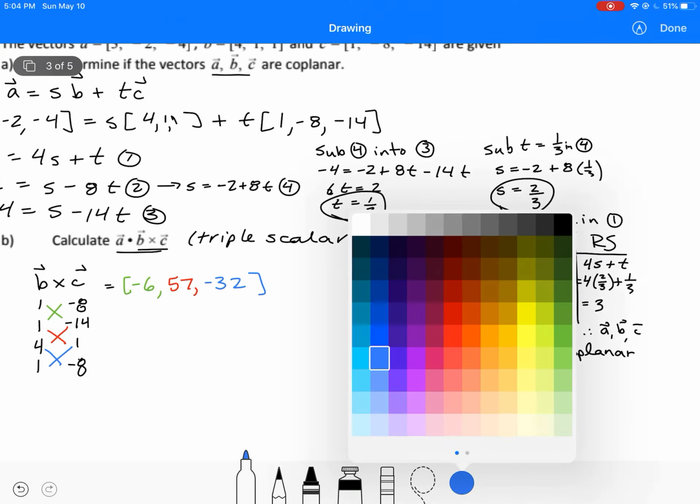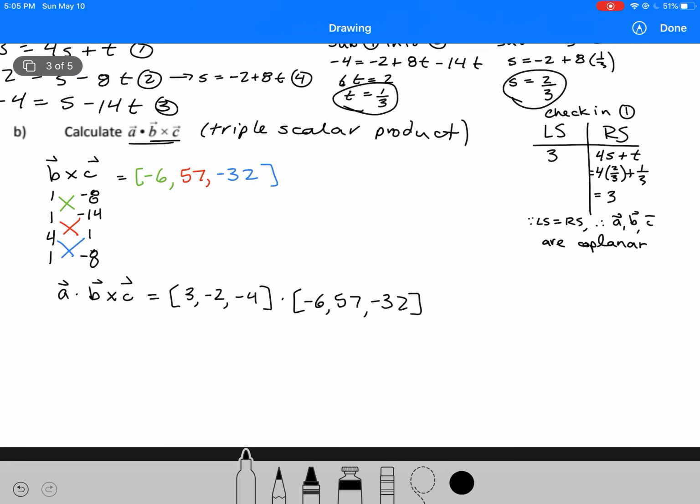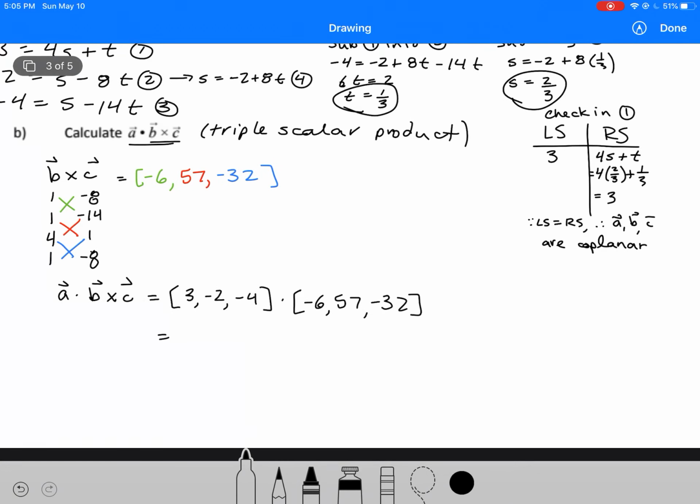Okay. So now we're going to add in our dot product. Hopefully you remember how to do that. So A dot B cross C is, we've got our A vector here as 3, minus 2, minus 4. And we're dotting it with our new vector that we found, B cross C. So minus 6, 57, minus 32. If you don't remember the dot product, you're just multiplying each of the components and then adding them together to get a scalar.